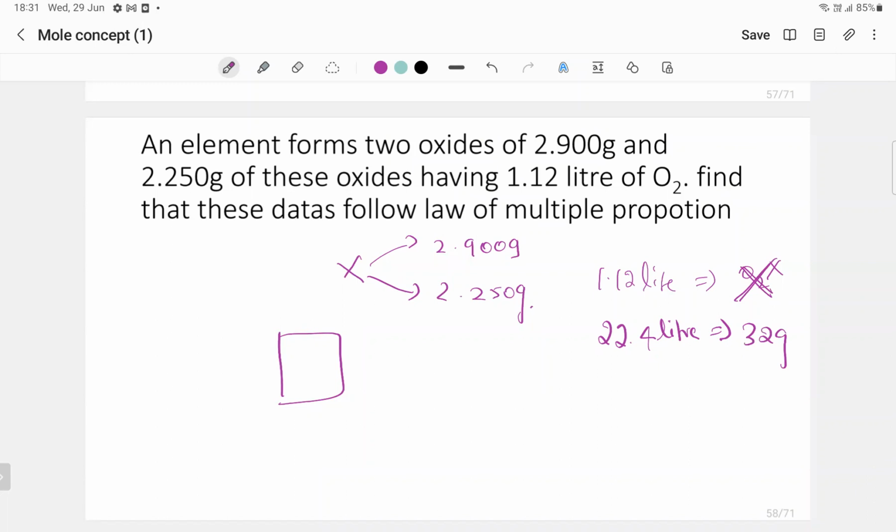1 mole is equal to molecular mass. 1 mole is equal to atomic mass. It is always equal to that. 1 mole is equal to 6.023 into 10 to the power 23. Okay, and 1 mole is always equal to your molecular mass or atomic mass or whatever it might be.